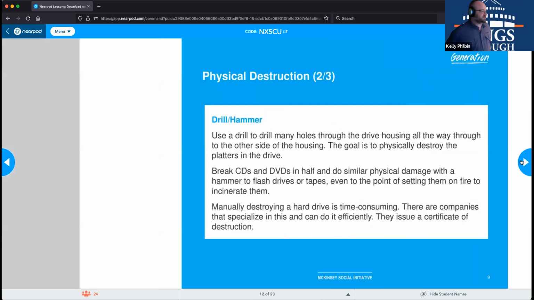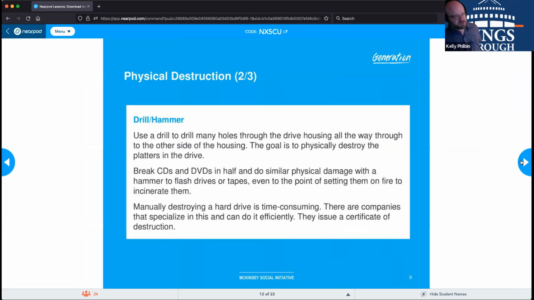All right, next. Drill or hammer. This is pretty straightforward. It is what it is. You drill a bunch of holes in the hard drive going down through the platter, punching a bunch of holes in it, or take big hammers to the hard drives. Now, this may seem cathartic, like you would love to do this. This seems like the most fun way to get rid of hard drives.